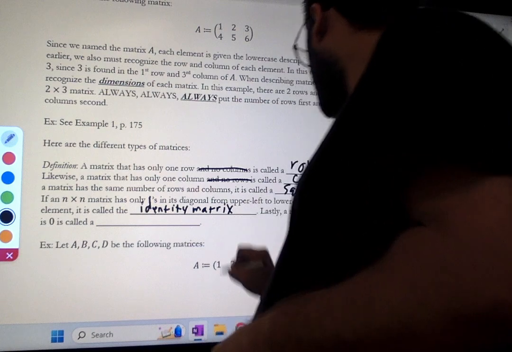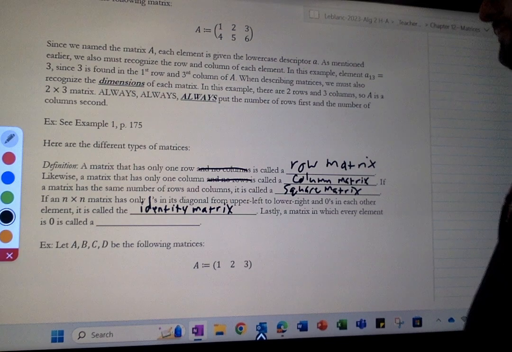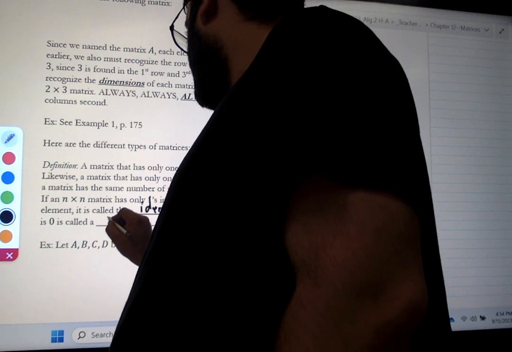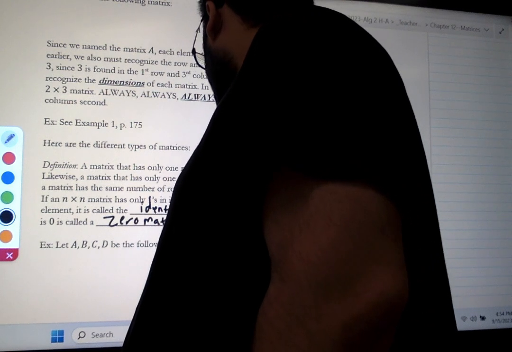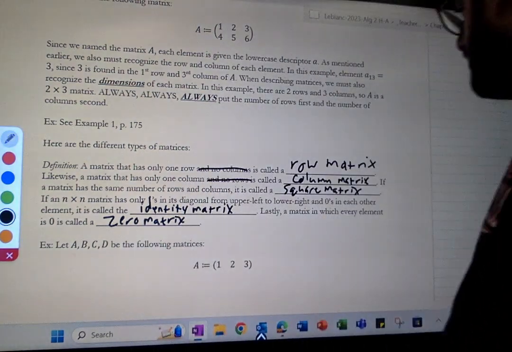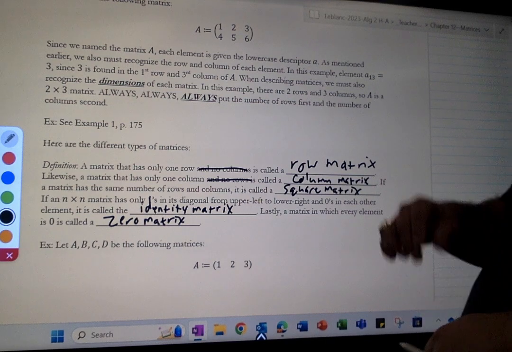So early on in the year, we talked about the additive and multiplicative identities and inverses. Well, matrices also have identities and inverses too. I'm about to show you an example of what the identity matrix is. And our last type, a matrix in which every element is 0, is called a zero matrix. Now the difference, you'll see in a second. So those are the 5 types of matrices: row matrix, column matrix, square matrix, identity matrix, and zero matrix.